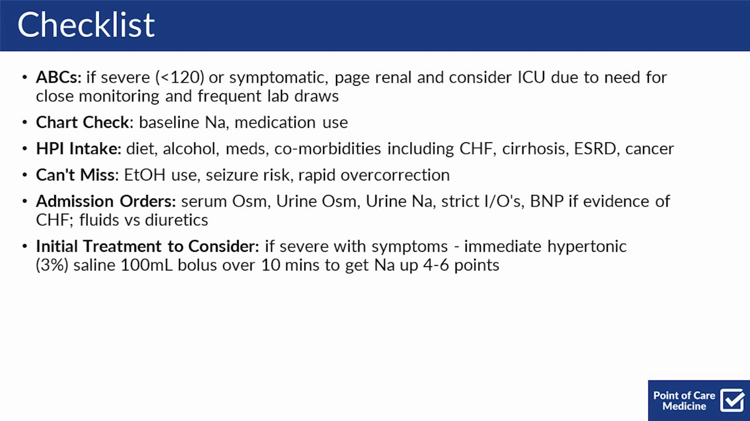For the admission orders, in general, you can do serum osms, urine sodium, order strict I&O, and get a BNP if there's evidence of congestive heart failure, and also consider whether you want to give fluids or diuretics. For initial treatment to consider, if it's severe and they're having symptoms, you can do immediate hypertonic or 3% saline, 100 milliliter bolus over 10 minutes to get the sodium up about 4 to 6 points, but you don't want to go much faster than that, which we'll talk about in a bit.